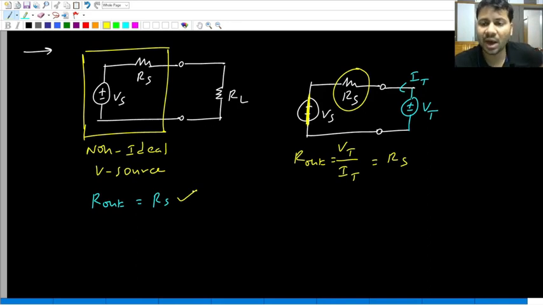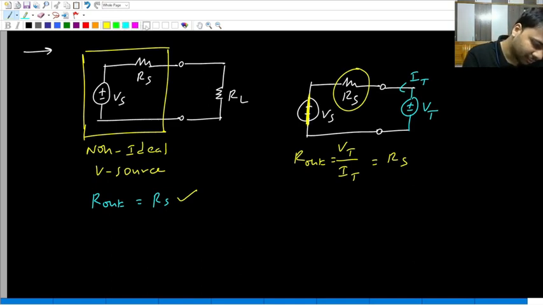Now, when will this box behave like an ideal voltage source? Is it not for Rs equal to 0? Yes or no? If Rs becomes 0, then internal resistance of the voltage source becomes 0, which is true only for ideal voltage source. So if the box becomes an ideal voltage source with respect to load, then Rs will become 0, then Rout will also become 0. So the point is what?